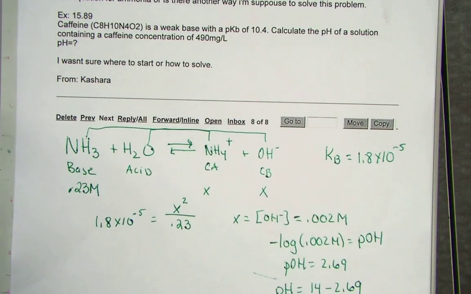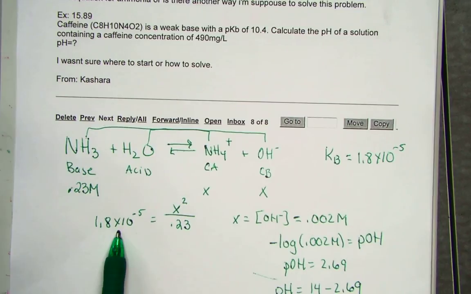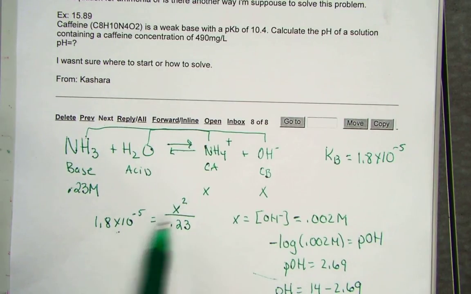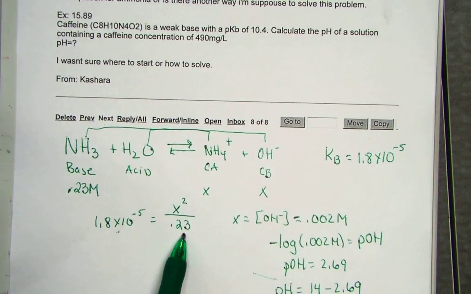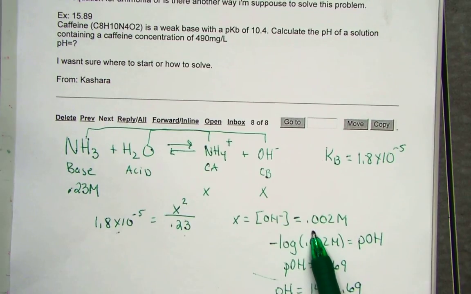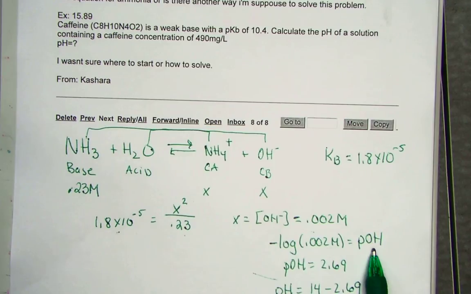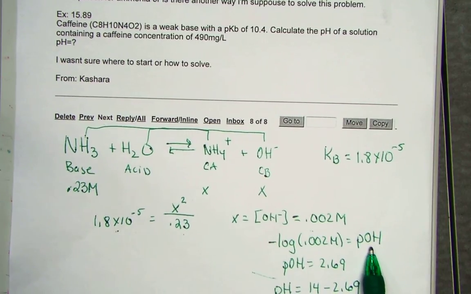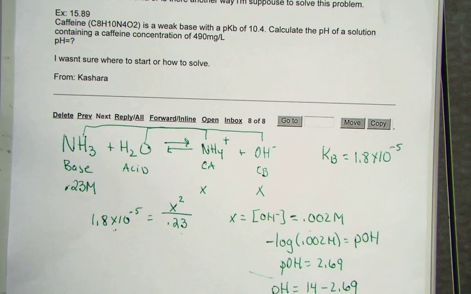So again, to repeat, we set the Kb value, a looked up constant for ammonia, equal to x squared over 0.23, letting x stand for the concentration of hydroxide. Negative log that value, found something called pOH, and using the relationship of pH to pOH, we can easily flip one into the other.